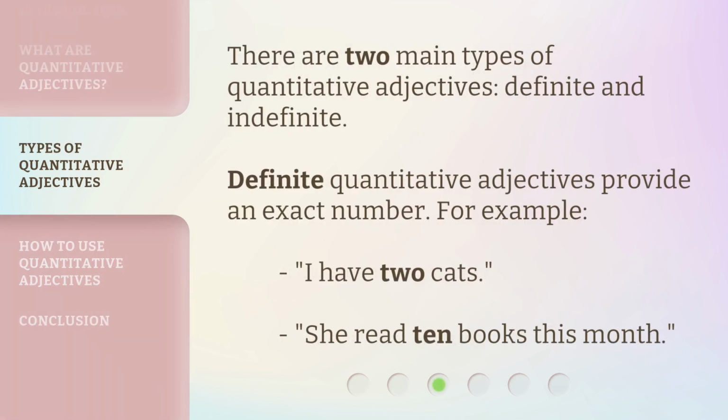There are 2 main types of quantitative adjectives, definite and indefinite. Definite quantitative adjectives provide an exact number. For example, I have 2 cats. She read 10 books this month.